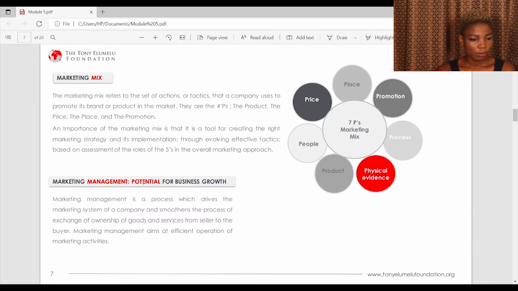Marketing management, potential for business growth. Marketing management is a process which drives the marketing system of a company and smoothing the process of exchange of ownership of goods and services from seller to the buyer. Marketing management aims at efficient operation of marketing activities. The 7 P's marketing mix will have the price, the place, the promotion, the process, physical evidence, product, and people.